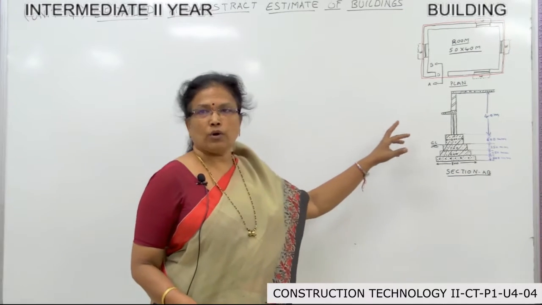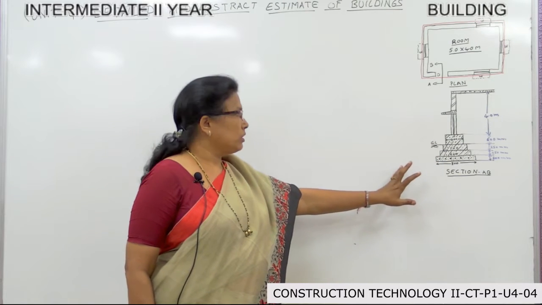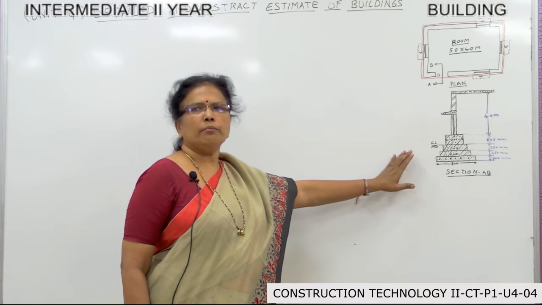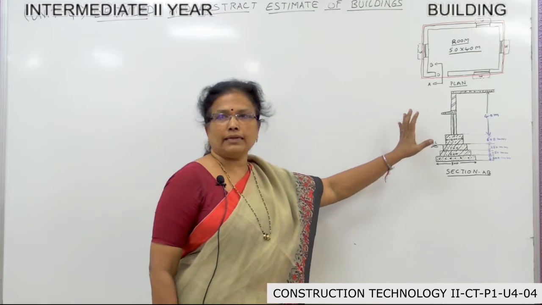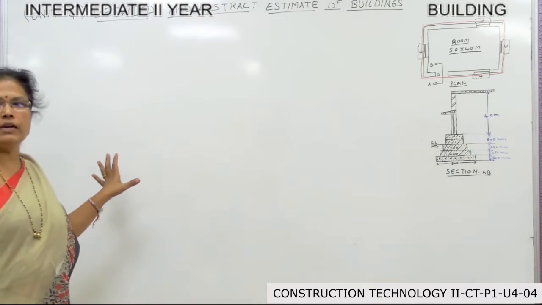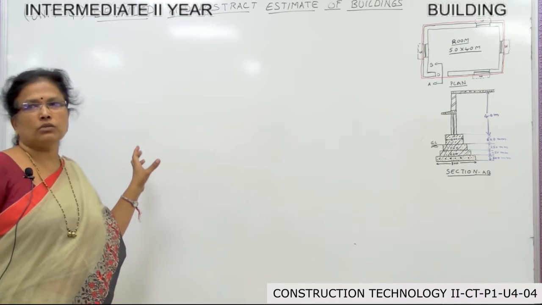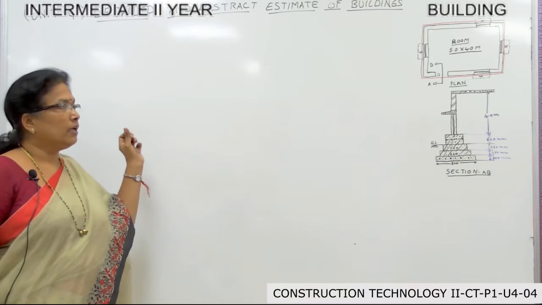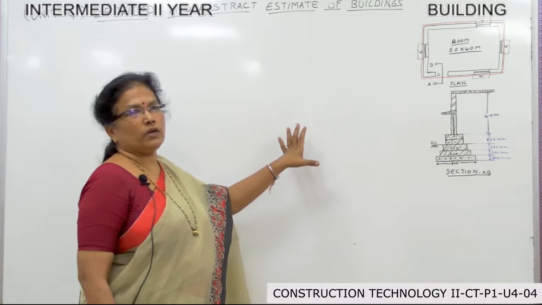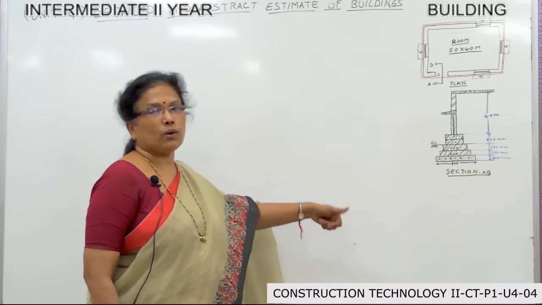Today we are going to learn how to calculate the quantities of all the items in a one room building. The drawing you are seeing here is a one room drawing. This is the plan and this is the section. In brief, I'll tell you what the items are. Afterwards, I'll draw a table of the detailed estimate form. Then we'll take the measurements of all the quantities. Then we'll calculate the quantities. That is today's problem.